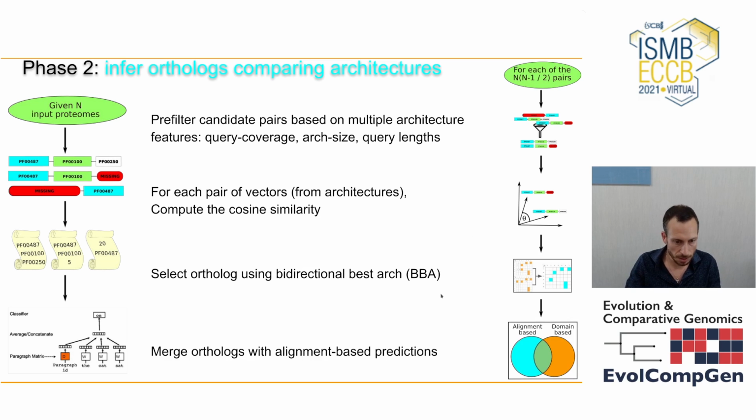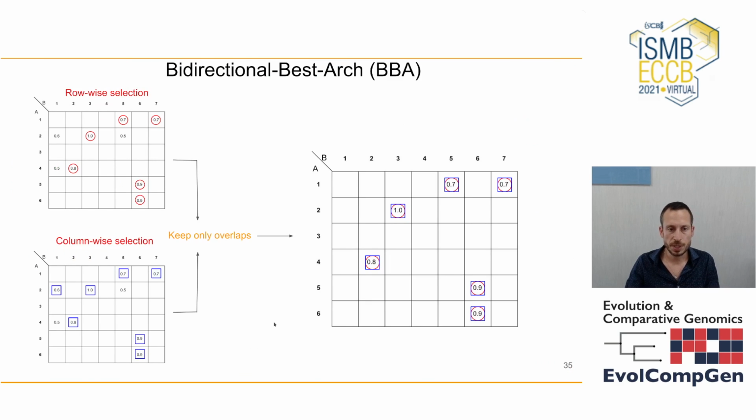I will explain this a little bit later. And then we predict the orthologs. And once we have the domain-based orthologs, we merge these domain-based orthologs in here. We merge them with the alignment-based orthologs. So how do we predict this? How do we select these domain-based orthologs?